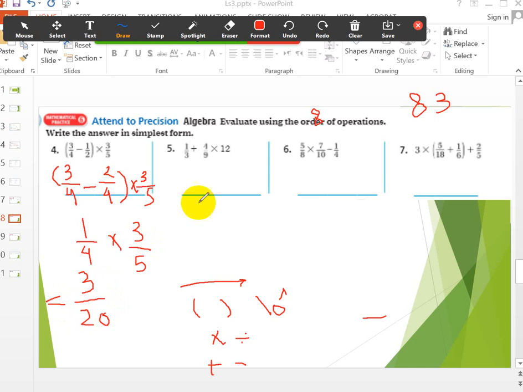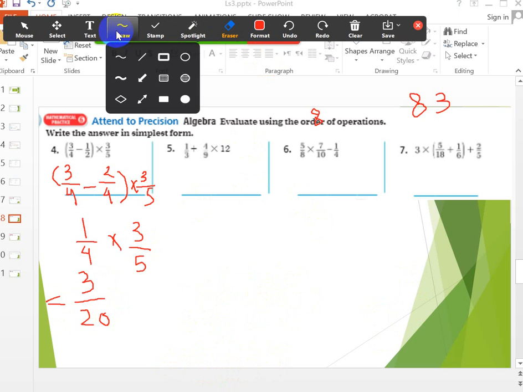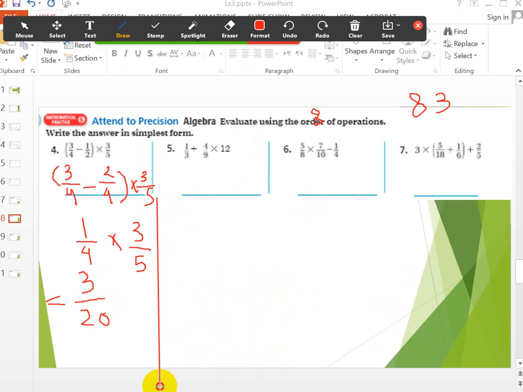Now, this is the simplest form. Yes, thank you, Mariam. Is there any common factor between the numerator and denominator here? No, there is no common factor between the numerator and denominator. So the fraction is in the simplest form. Okay?